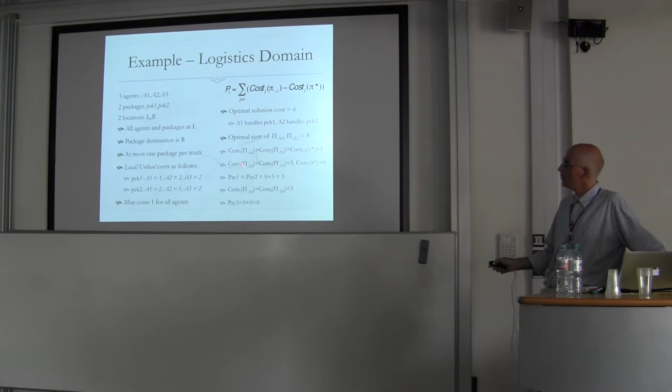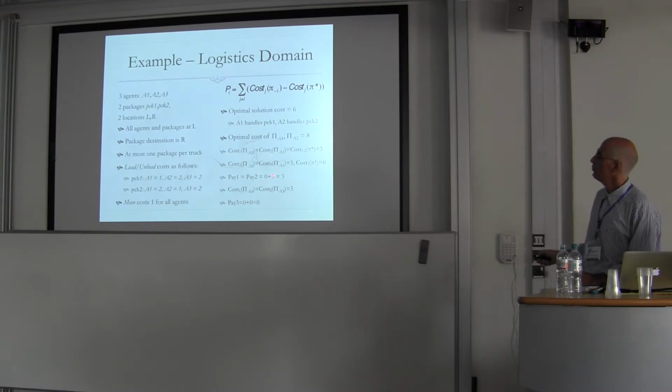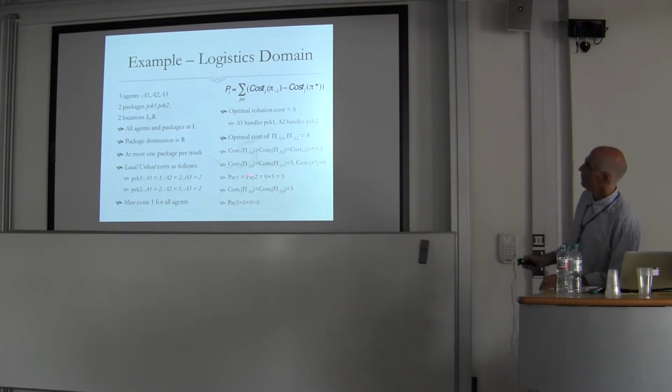What about agent 3? Agent 3 really does nothing in the original plan, so the cost in the original plan is 0. If either agent 1 or 2 is removed, agent 3 will have to load, unload, and move, so the cost to him would be 5. So what is the payment that we have to pay?